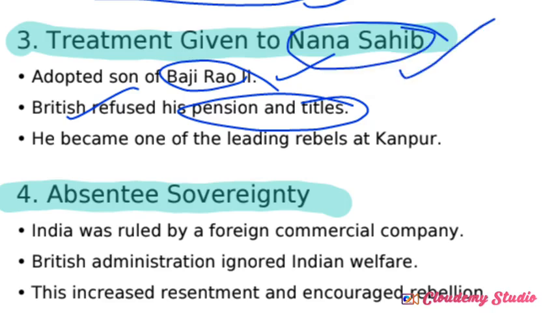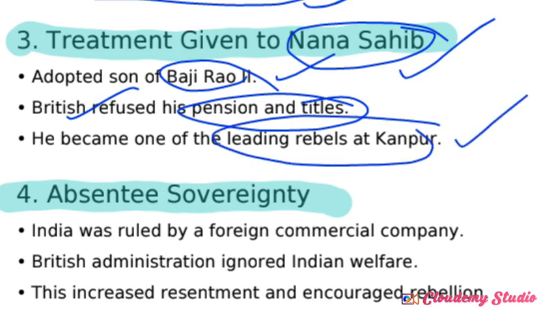That's why he started to question the British government at that time. But when he questioned regarding that, the British completely refused because he was the adopted son of Baji Rao II. So when the British cancelled the pension of Nana Sahib, he became opposed to the British. He started to lead the rebels in the Kanpur region, meaning he became the leader of the revolt in Kanpur. So this is the third political cause.